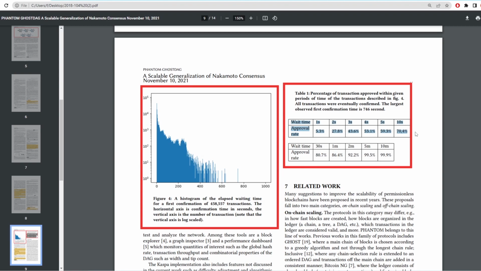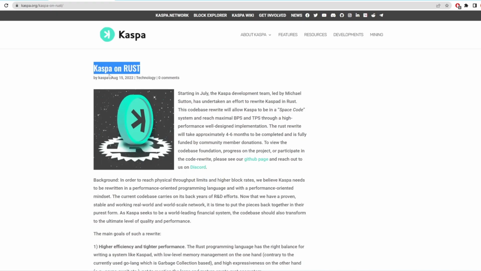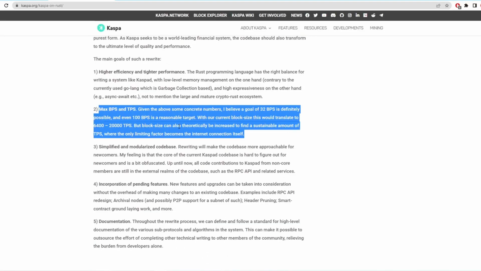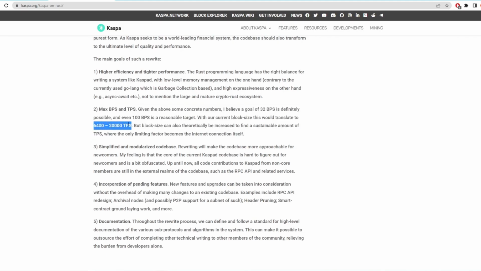The only problem that Kaspa Coin has is it doesn't have enough transactions on the network to be able to prove the higher transactions per second. It said in its paper it's already proved 40 transactions per second, but this paper was written over a year ago. Recently, Kaspa has decided to rewrite their coding language into Rust to allow for more transactions per second on the network. It says here that they have a goal of 32 blocks per second, which is way higher than the 1 block per second right now. They even said that 100 blocks per second could be reasonable in the future. If they could achieve this, it would allow for anywhere between 6,400 to around 20,000 transactions per second, thus being that the only limiting factor would be the internet connection of the network.